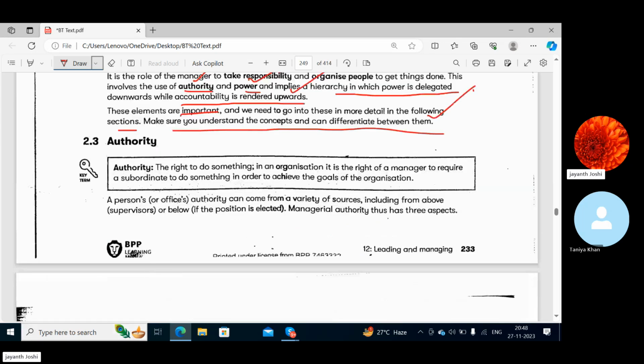Authority, the right to do something in an organization. It is the right of a manager to require a subordinate to do something in order to achieve the goals of the organization. So that is nothing but authority, the right to do something in an organization, and it is the right of the manager to require a subordinate to do something in order to achieve the goals of the organization.